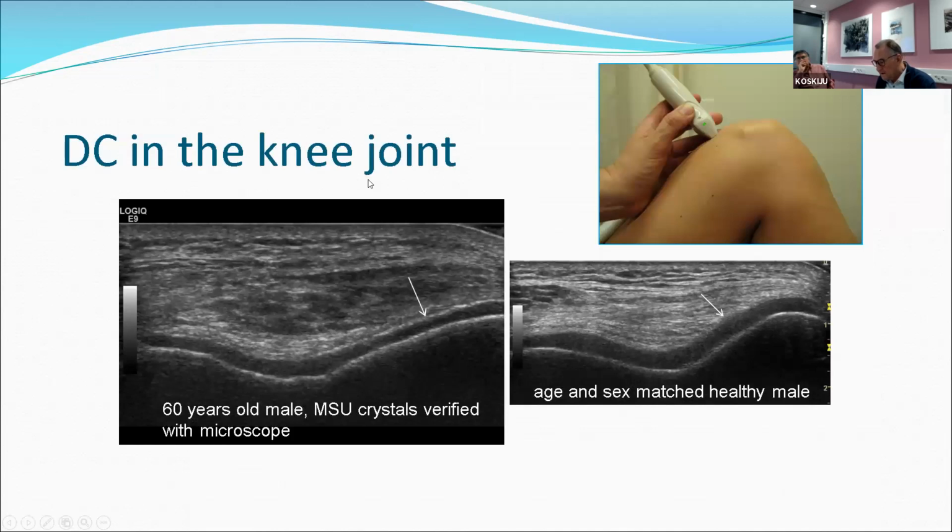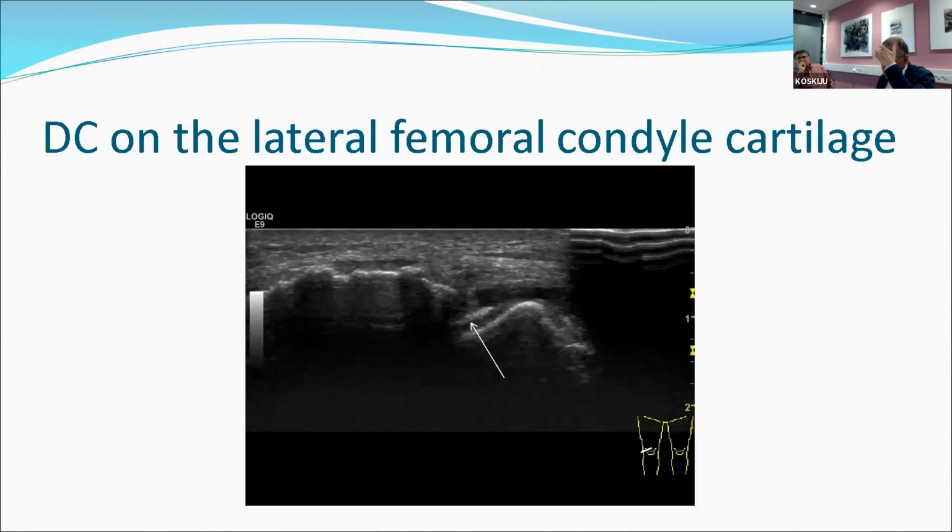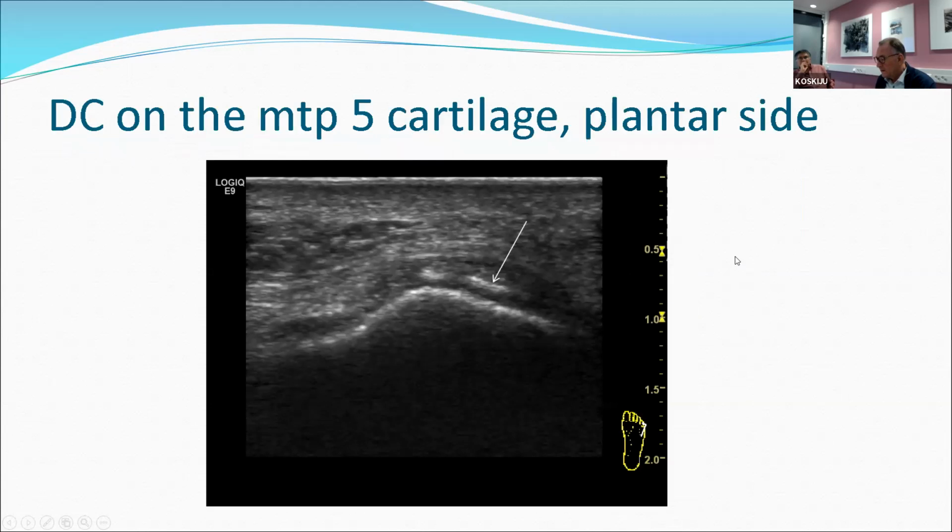Double contour in the knee joint here. You already saw it here, double contour compared to an age and sex matched healthy male. Double contour on the lateral femoral condyle cartilage. You see in the small image here on the right down how the transducer is. The tiny double contour. Here is the volar side of the foot, MTP5, double contour on the plantar side.